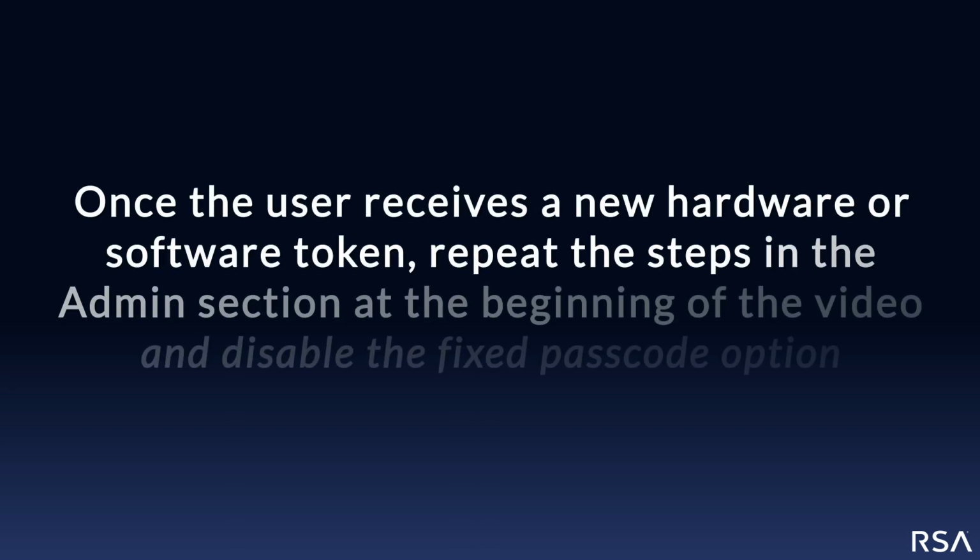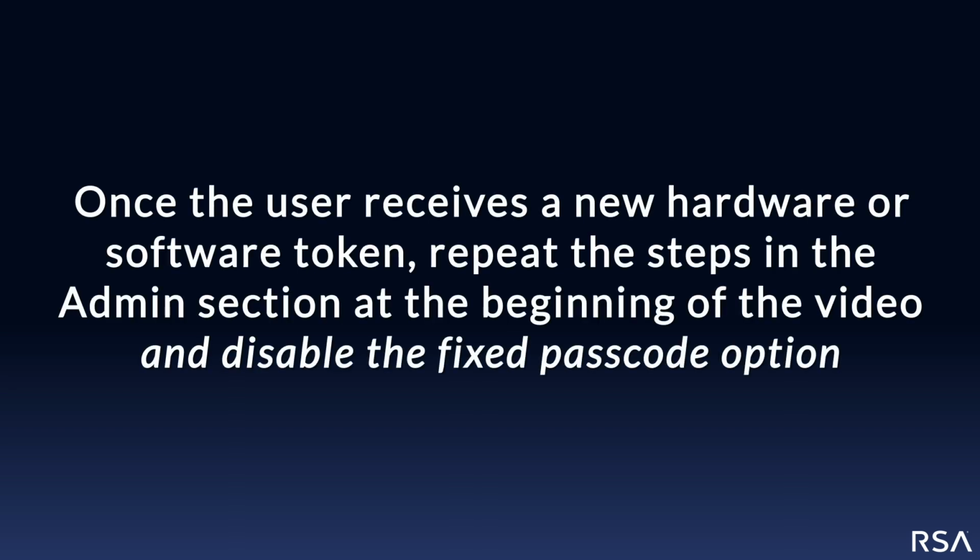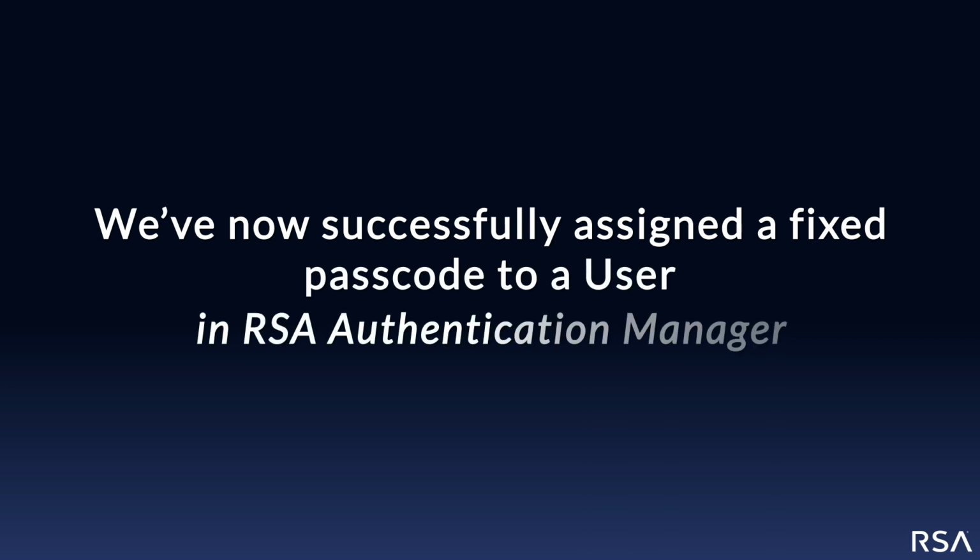Once the user receives a new hardware or software token, repeat the steps in the admin section at the beginning of the video and disable the fixed passcode option. And that's it. We've now successfully assigned a fixed passcode to a user in RSA Authentication Manager.